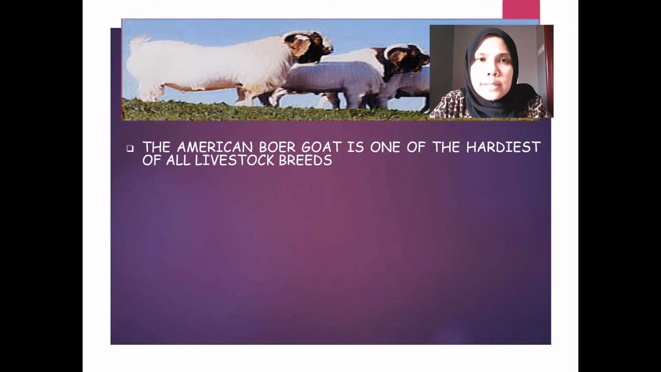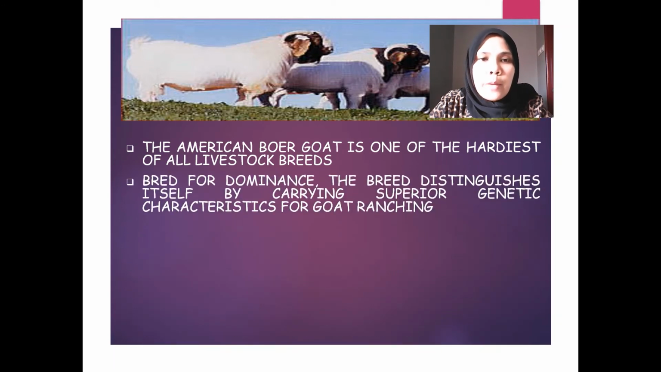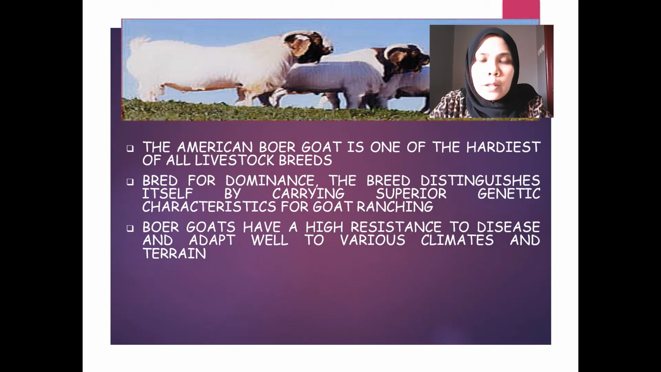So this is one example. The American boer goat is one of the hardiest of all livestock breeds. Hardiest means it can live in harsh conditions. They're tough. Bred for dominance, the breed distinguishes itself by carrying superior genetic characteristics for goat ranching. Boer goats have a high resistance to disease and adapt well to various climates and terrain.